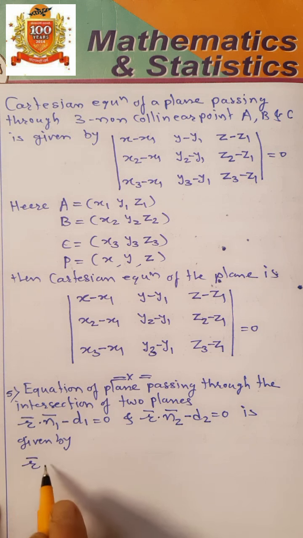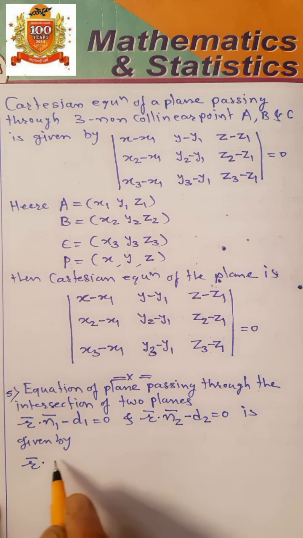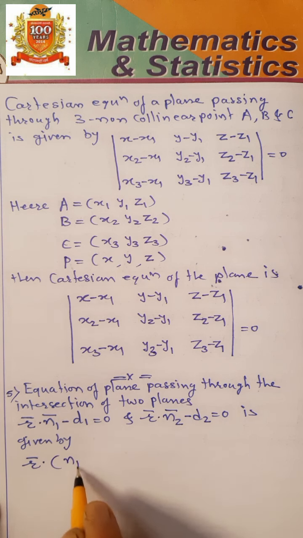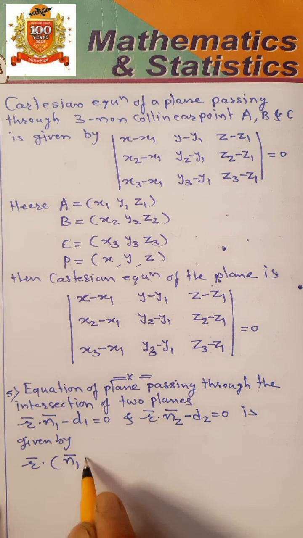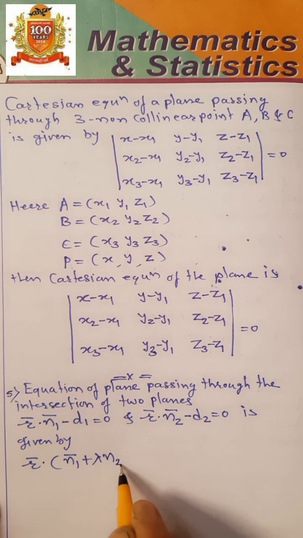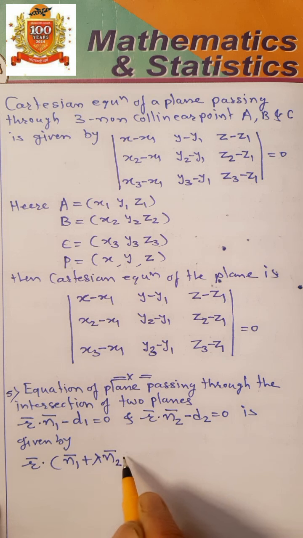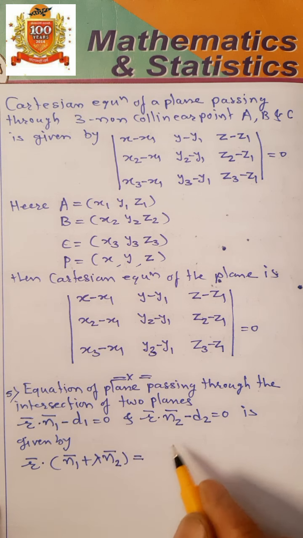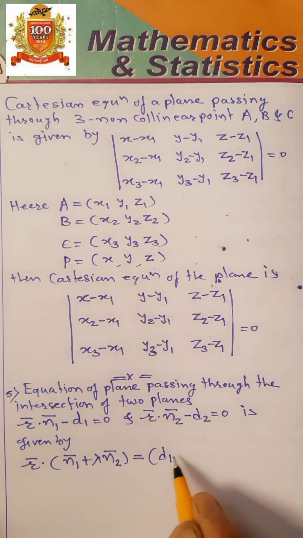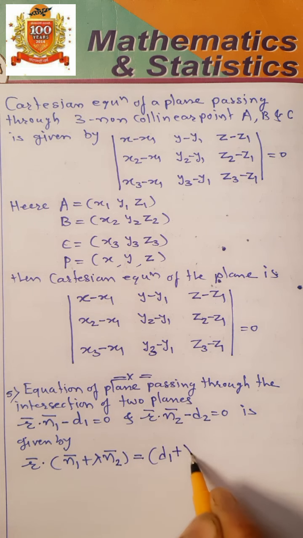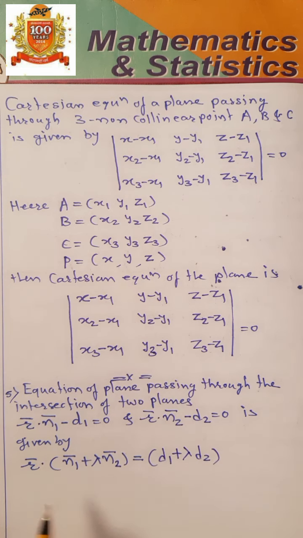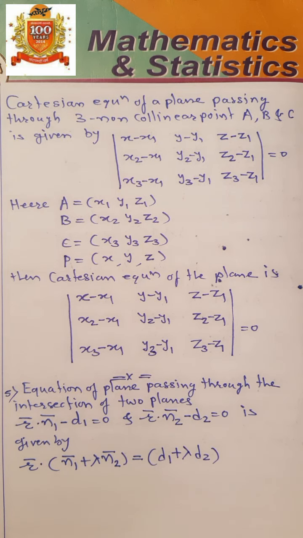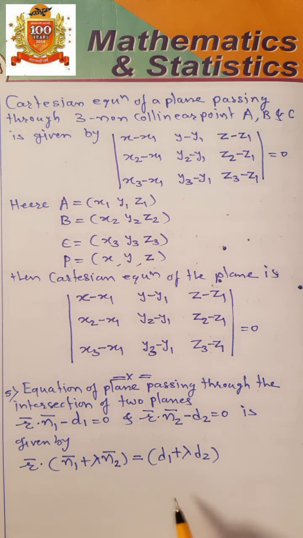r bar dot n1 bar plus lambda n2 bar is equal to d1 plus lambda d2. Here we can draw the diagram.